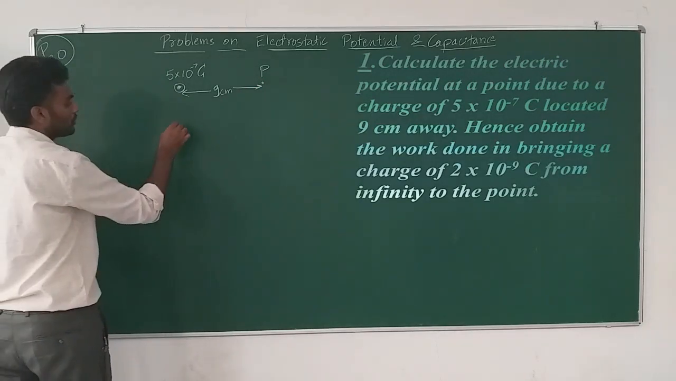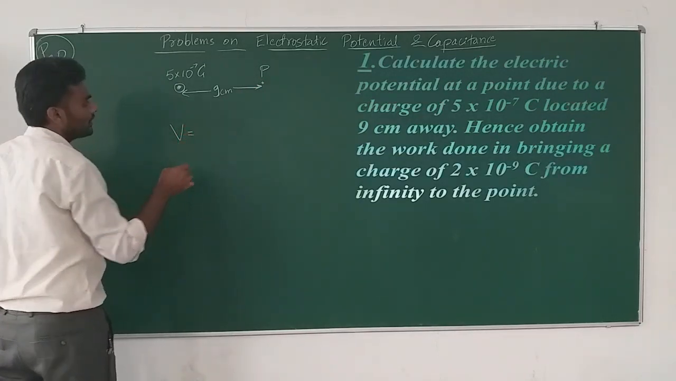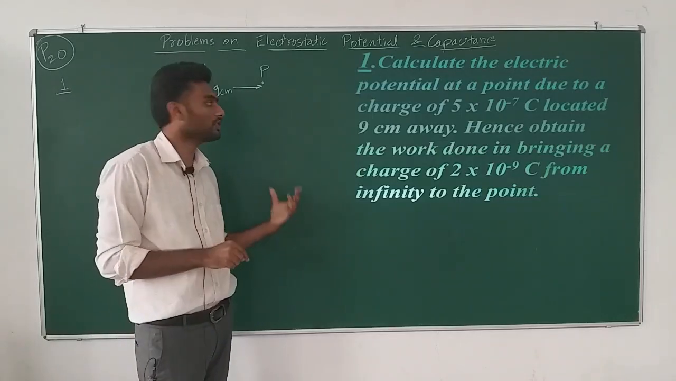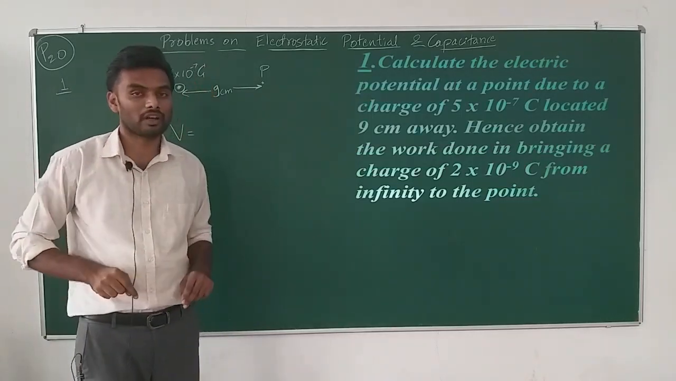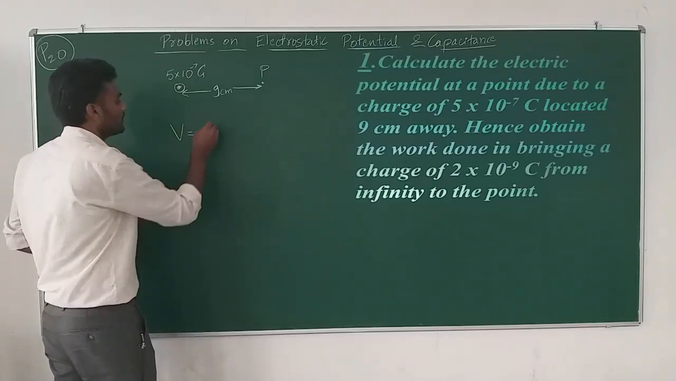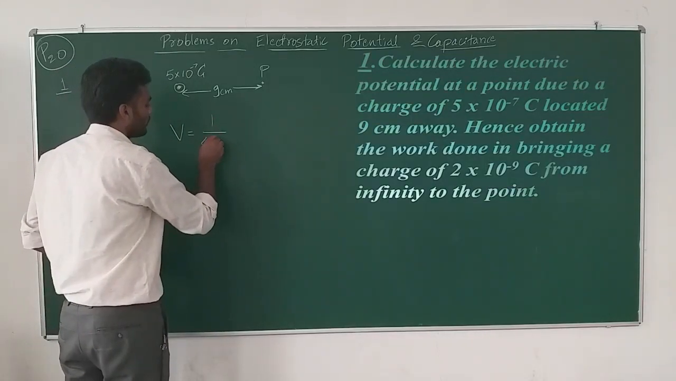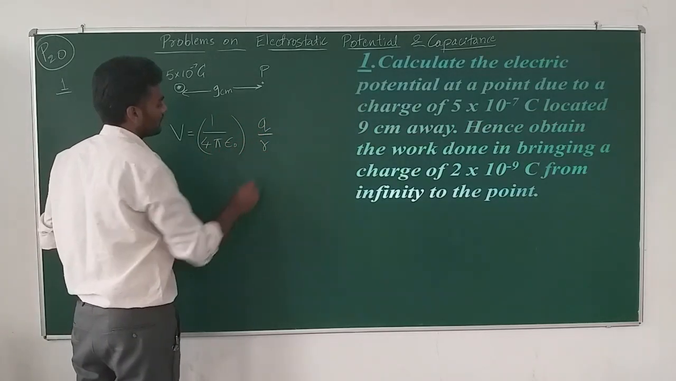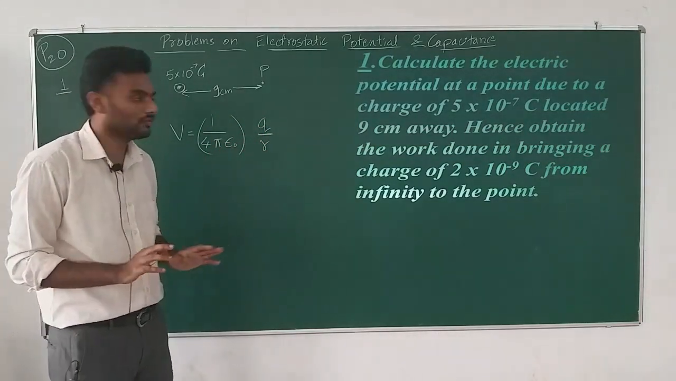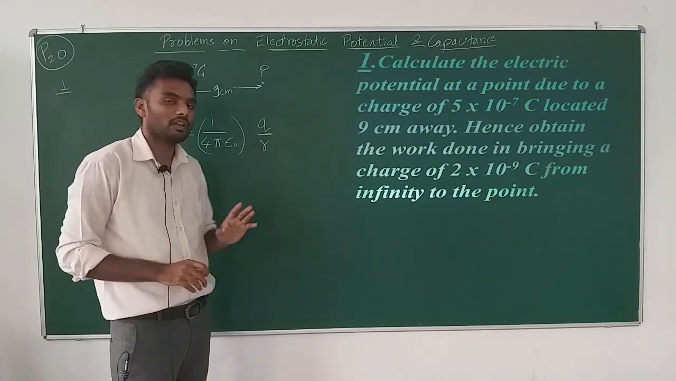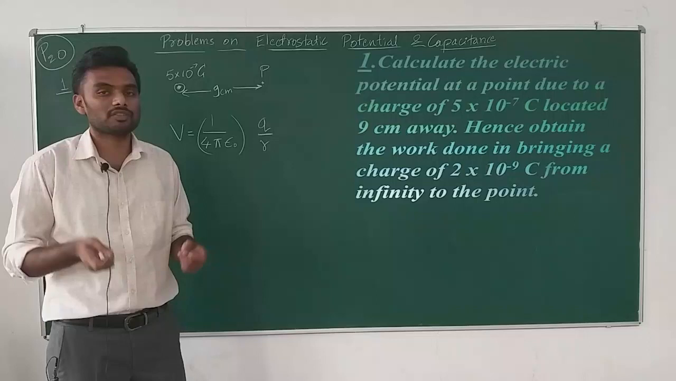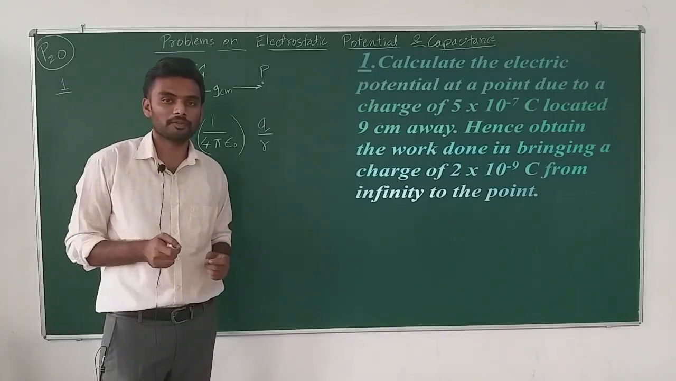The formula for potential at any point P due to a single charge, the first derivation, is 1 by 4 pi epsilon naught Q by R, right? Similar to electric field, where it is Q by R square, here it is Q by R. Electric field is a vector quantity, potential is a scalar quantity, right?